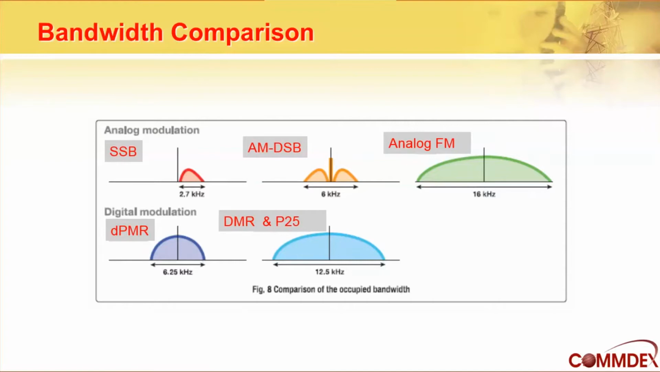Today, with the reduced bandwidth and digital modulation, the European style DPMR has a 6.25 kilohertz bandwidth. The DMR and P25 that we see in the US has a 12.5 kilohertz bandwidth. So you can see how some of these bandwidths compare to each other visually.